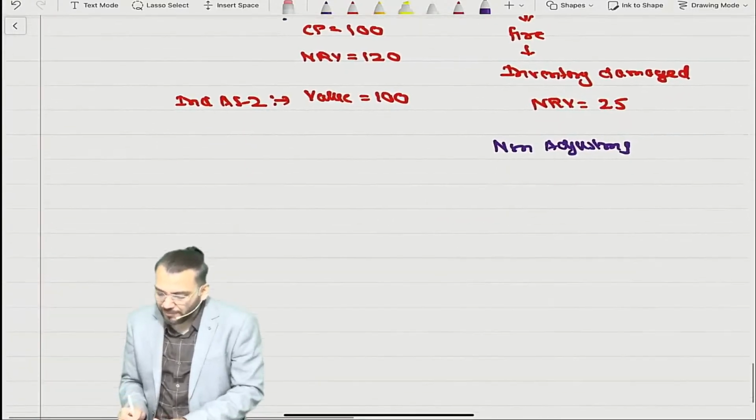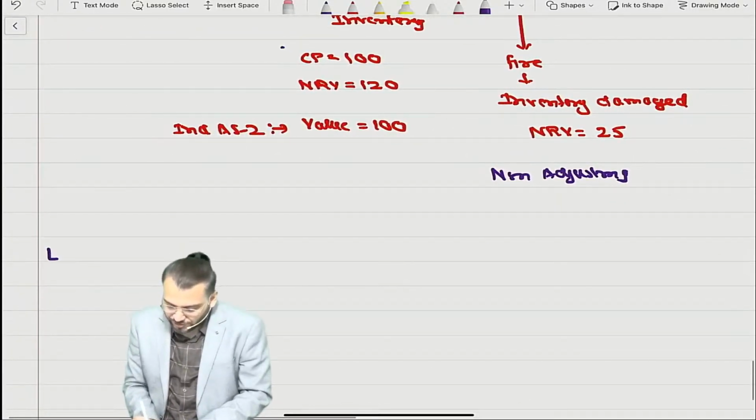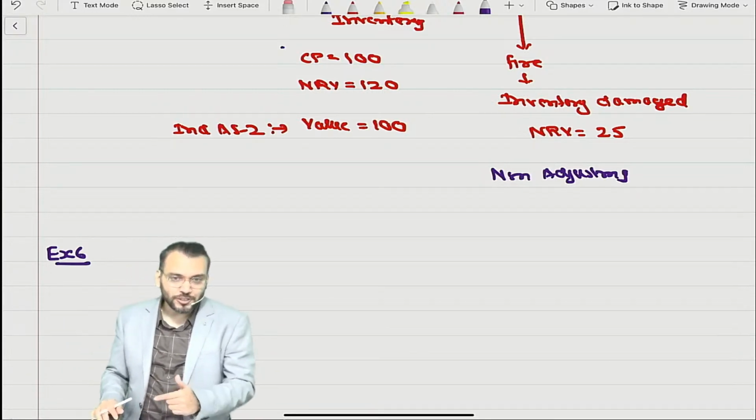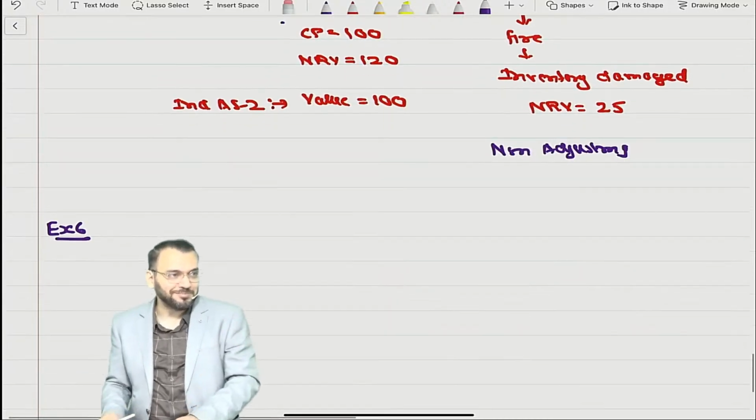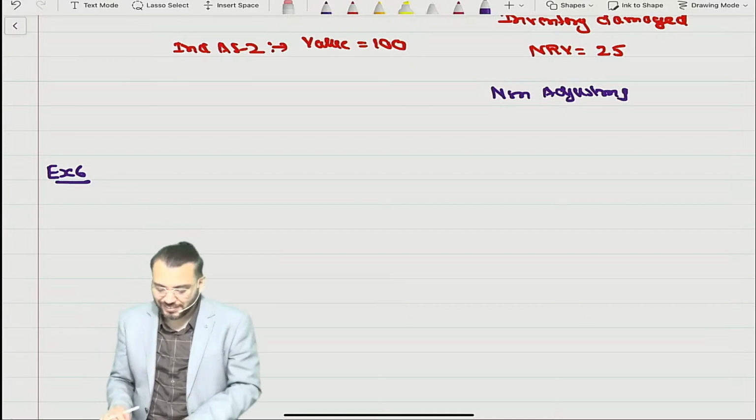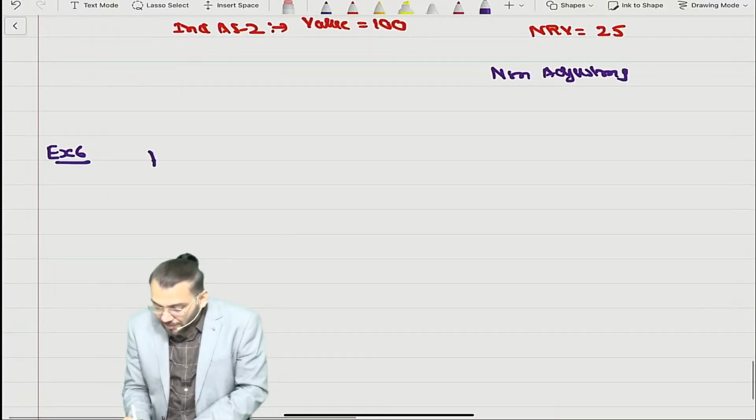I think example number 5 is very simple. Let us come to example number 6. Actually I have done this example number 5 only to come to example number 6. The objective is example number 6, not example number 5. Now example number 6.